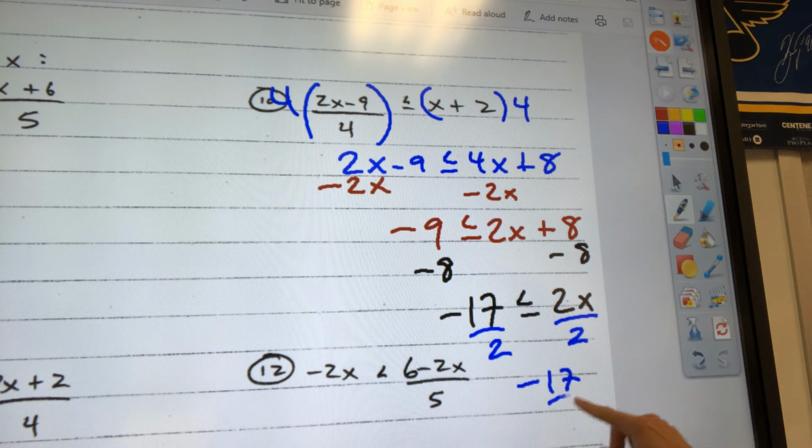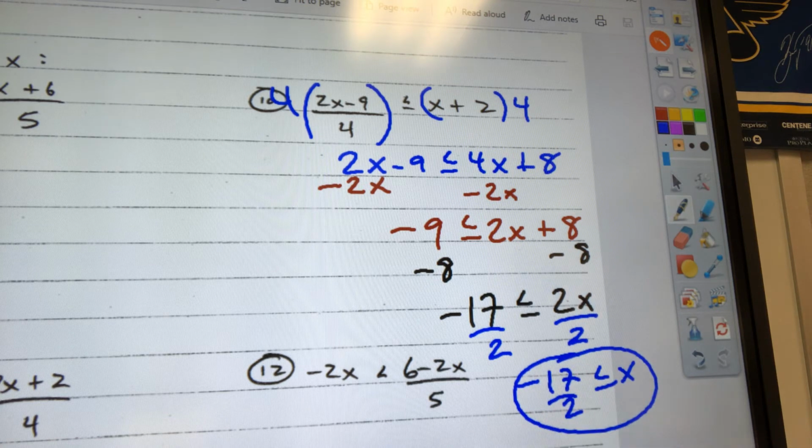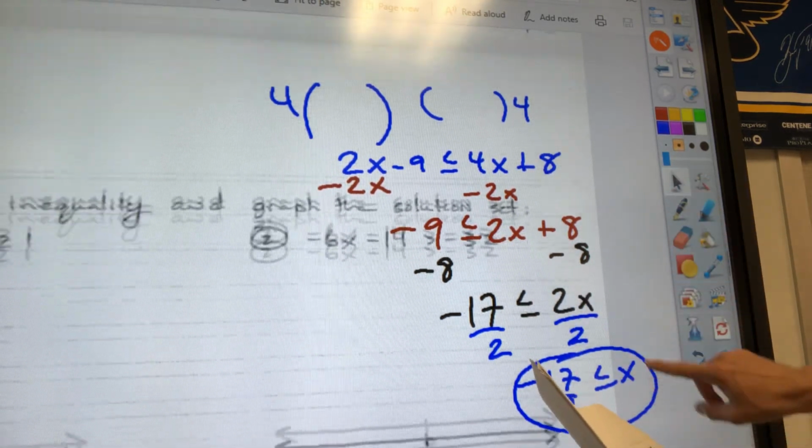Now, because I'm not graphing, you can definitely leave your answer like that. -17 over 2 is less than or equal to x, or x is greater than or equal to -17 over 2, which is -8.5. And that is page 8, and that was great, dare I say. Let's go to the next page, 9 here in the hashtag game time section.